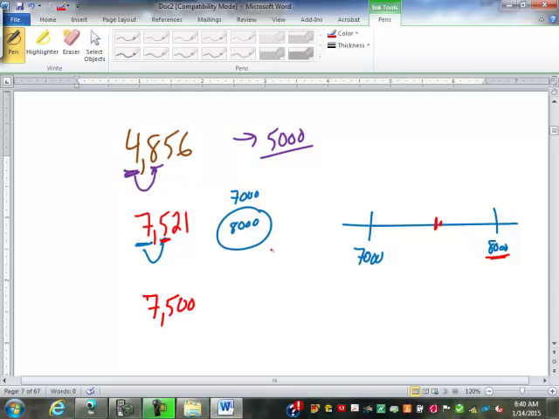Then it is exactly in the middle, but we still need to do something with it anyway, so we round it up.